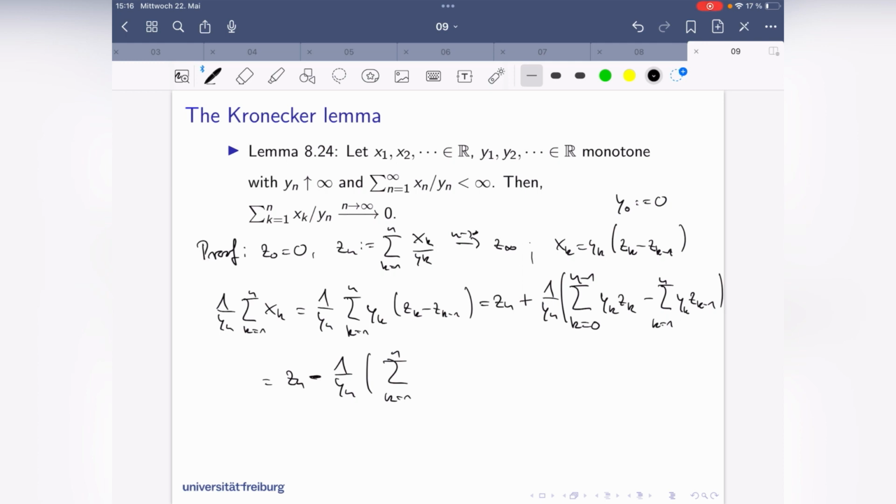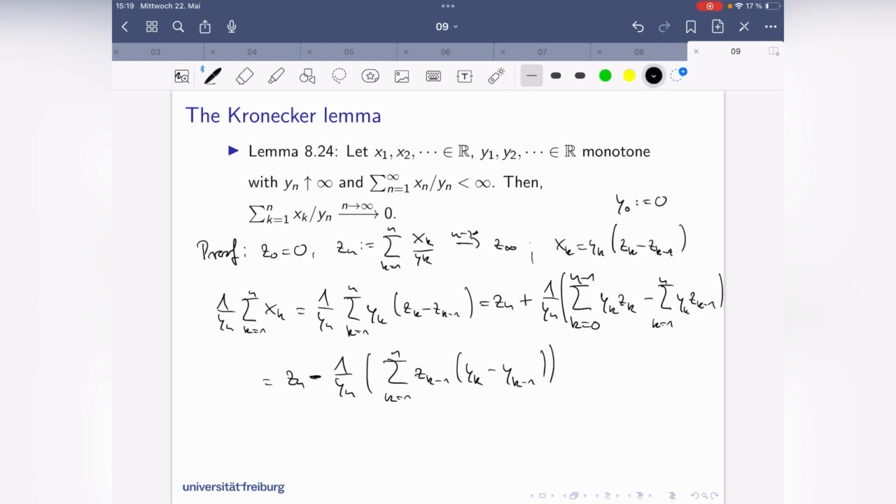Yk zk minus 1 times yk. And when I shift indices, I have to write here yk minus 1 times zk minus 1. So yk minus yk minus 1, like this here. Okay, then the z's here by assumption converge to z infinity. So if n is large enough, the sum is over all these z's here, which are basically constant.